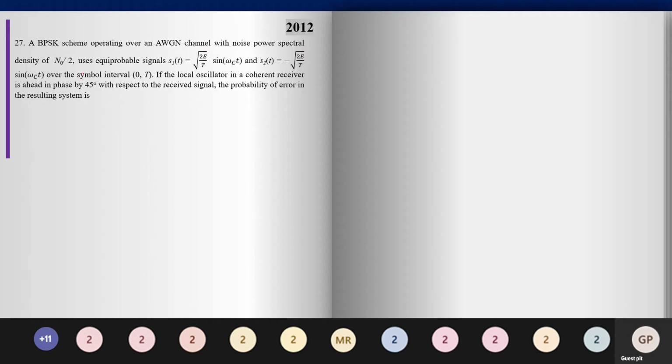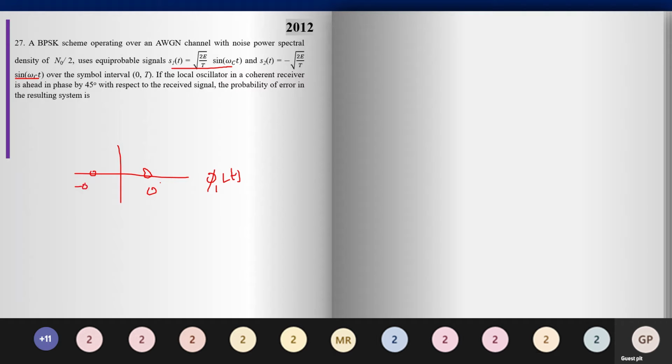So we got two signals given. Signal 1 and signal 2 are both in different phases. As you can see, here it is plus, and here you got a minus. So if you remember the constellation diagram for BPSK, one will be placed at phi 1 of t, that is 0° origin, and another, logic 0, will be placed at minus phi 1 of t.